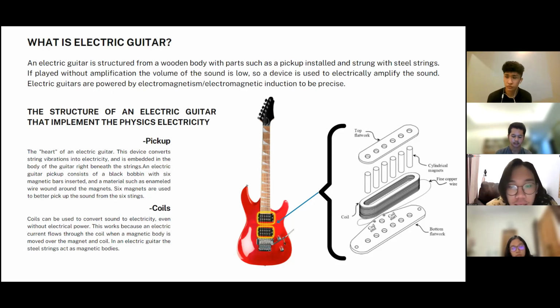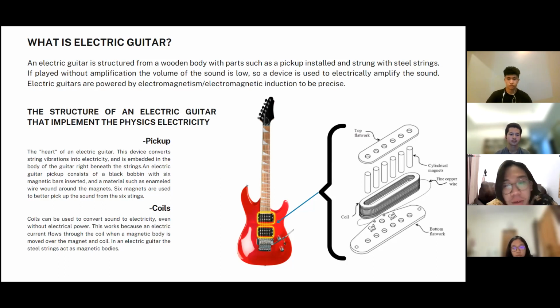The first one is the pickup. As can be seen from the figure below, the rounded one is the pickup. It is the heart of an electric guitar. This device converts string vibration into electricity and is embedded in the body of the guitar right beneath the strings. An electric guitar pickup consists of a black bobbin with 6 magnetic bars inserted and a material such as enameled wire wound around the magnet. 6 magnets are used to better pick up the sound from the 6 strings.